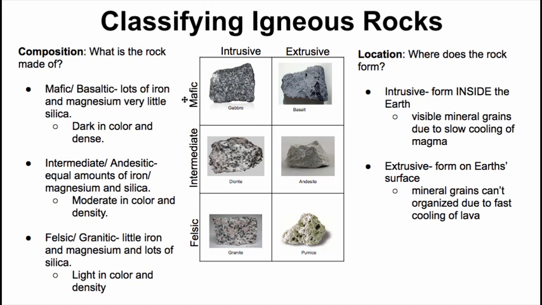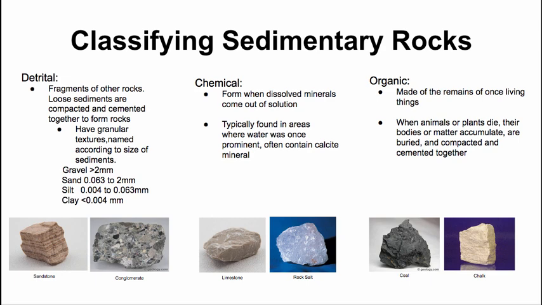Then we can also look at composition. Mafic rocks are dark. Intermediate rocks are kind of a moderate color. And then felsic rocks are a lighter color. So the next type of rock is sedimentary rocks.